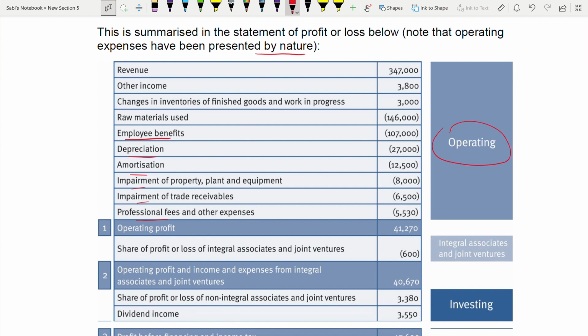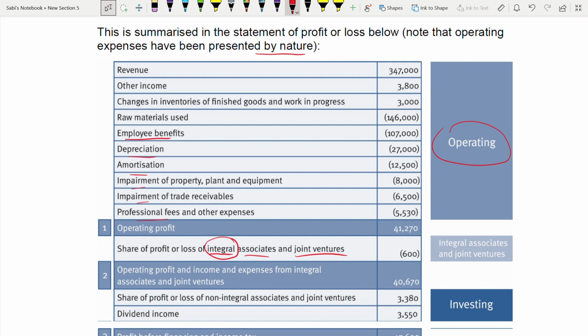After that, there is one element which we are going to cover in the next slide also, which is your share of profit or loss for integral associates and joint venture. What is this integral associates and joint venture? In the next slide we'll cover it. Okay, so after the operating profit, this section is separate, known as share of profit or loss from integral associates and joint venture. Please pay attention to this word because there are two types of associates and joint ventures. One is known as integral, the other one is non-integral.